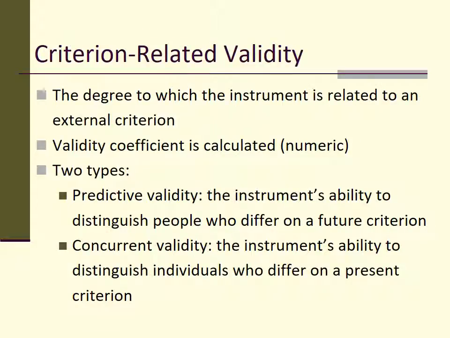Criterion-related validity is the degree to which the instrument is related to an external criterion. The validity coefficient is calculated by analyzing the relationship between scores on the instrument and a criterion or gold standard. There are two types: predictive validity, which is the instrument's ability to distinguish people whose performance differs on a future criterion, and concurrent validity, which is the instrument's ability to distinguish individuals who differ on a present or concurrent criterion.